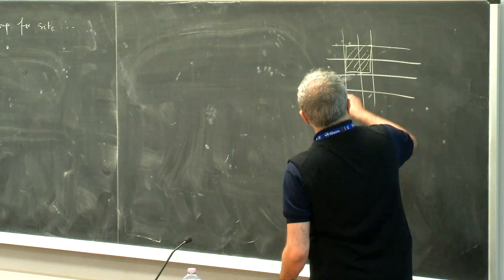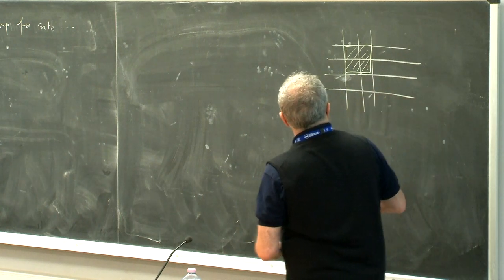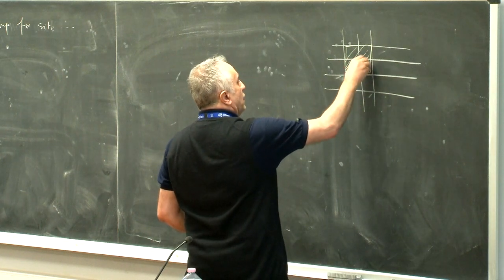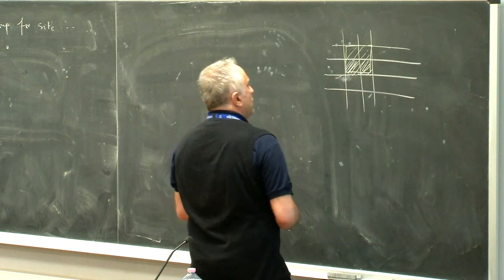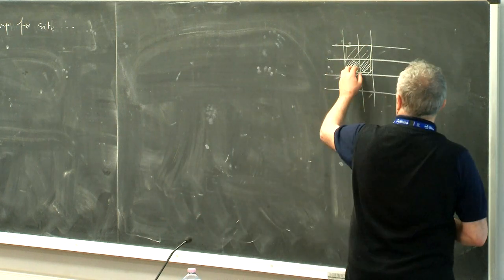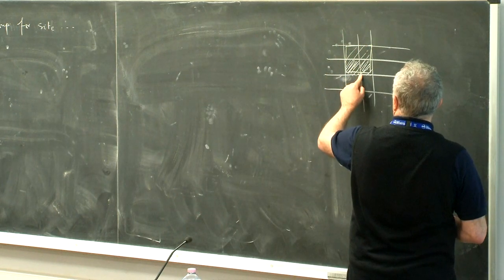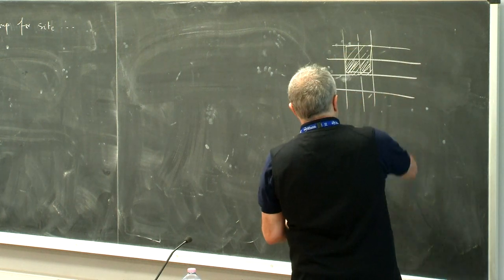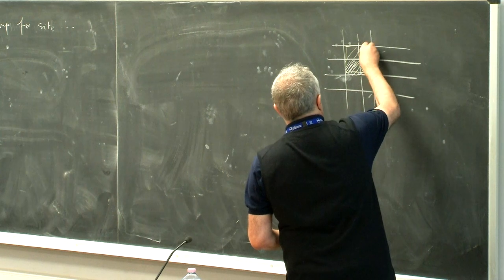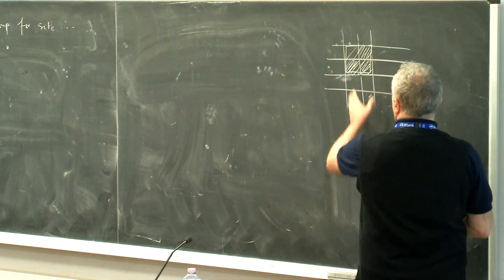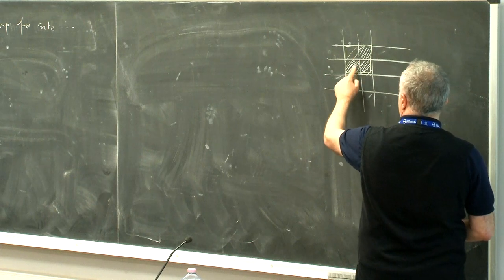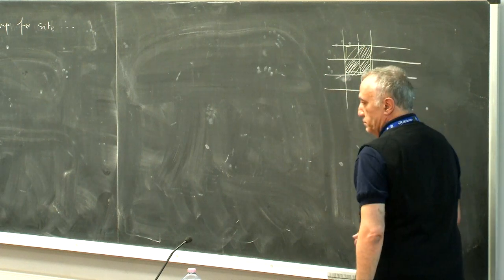So, for instance, if you only have these two, you cannot call this on because there is no connection from here to there. But if it is enough to have this one on, then I can call the big block on because there is a route from bottom which goes to the top.